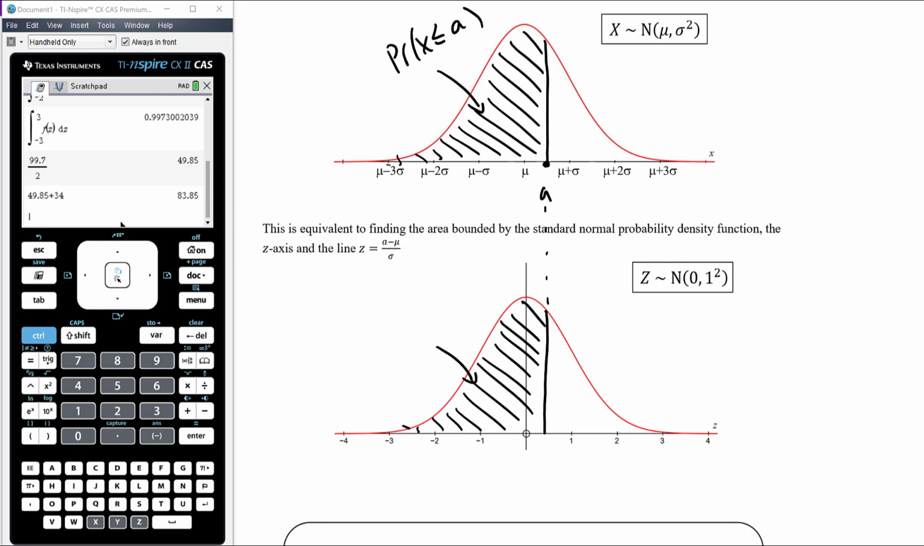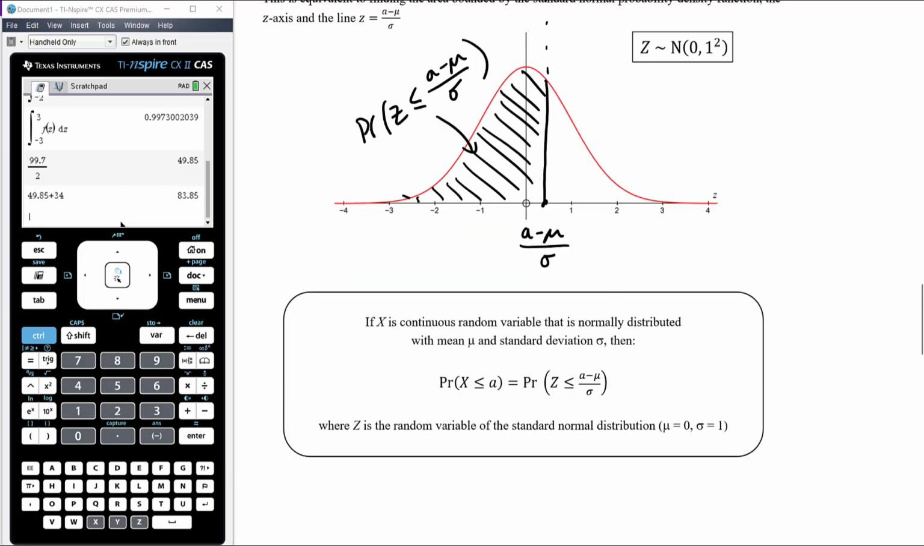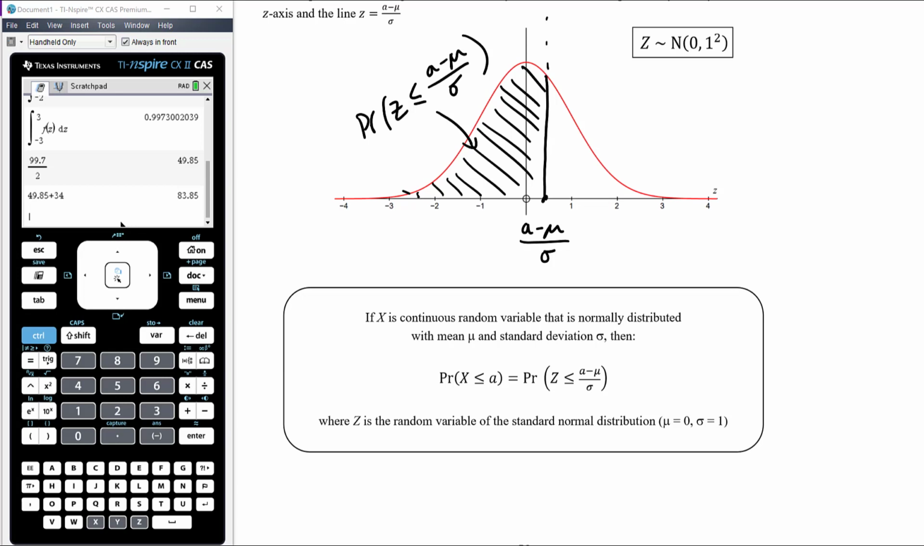Remember the transformations that are going to happen here. We need to translate to the left by the mean to take the mean from mu back to 0. So we take our a value and subtract the mean from it. And then we also need to divide by the standard deviation to squash the standard deviation from being sigma here to being only 1 down here. So therefore, this is the same as the probability that z is less than or equal to a minus the mean divided by sigma. We've already had this information on the previous page in your booklet.